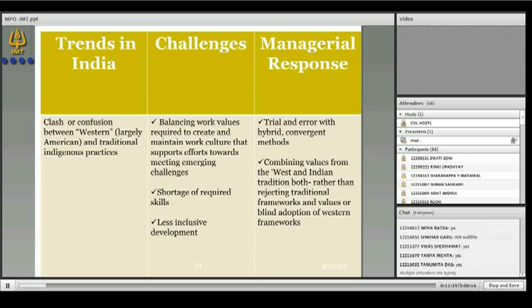Balancing work values is required to create and maintain a work culture that supports efforts towards meeting emerging challenges. Challenges include shortage of required skills and less inclusive development. The response is trial and error with hybrid convergent methods, combining values from the West and Indian tradition both, rather than rejecting traditional frameworks and values or blind adoption of Western frameworks. So we are seeing a blend of Western and Eastern values.